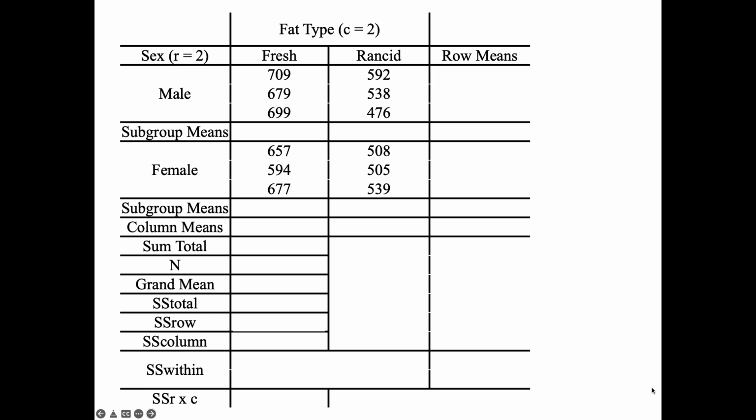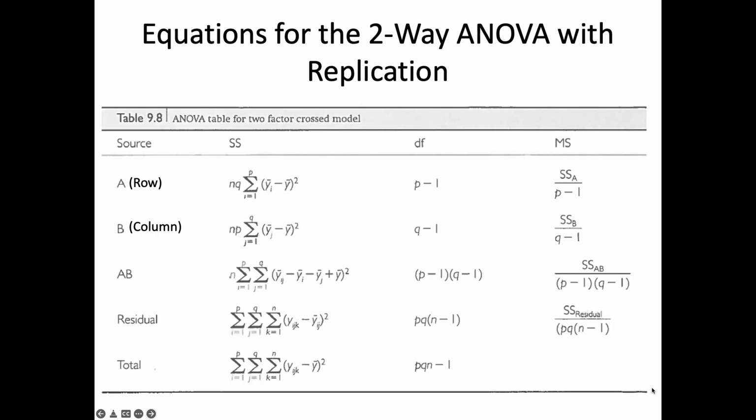The one thing that is a little different, and I avoided this in the screencast because I thought it would be easier to do in person, is how you calculate the interaction sums of squares. So sums of squares interaction, which is sums of squares row by column, the AB.